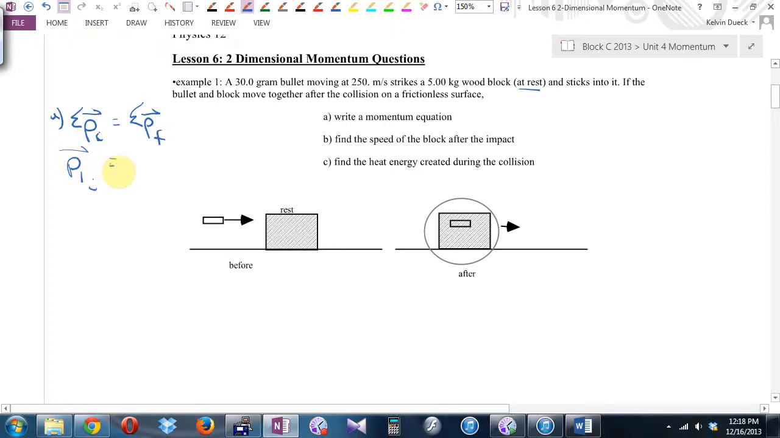Wham! They collide. After the collision, I love this unit. After the collision, what's moving? Mass 1, mass 2, or both? Stuck together or separate? Momentum. Both. Final.